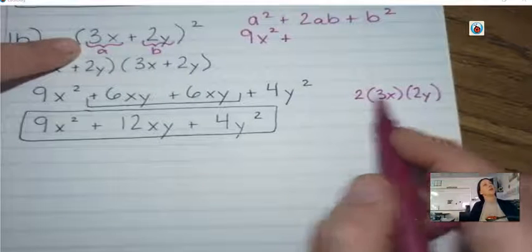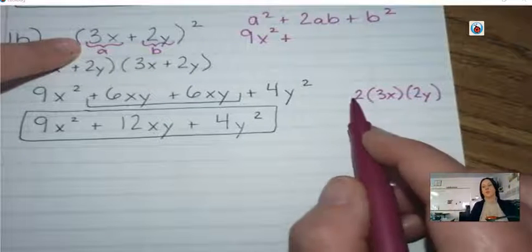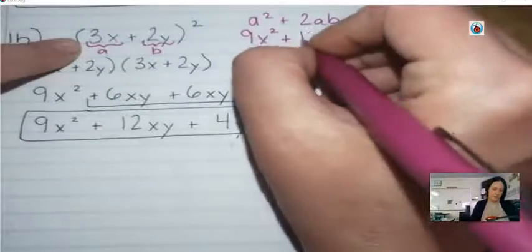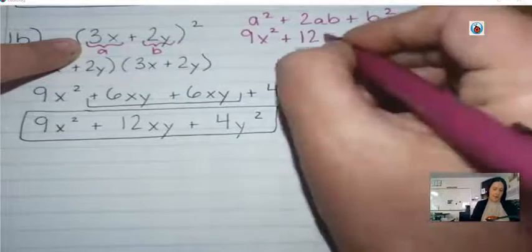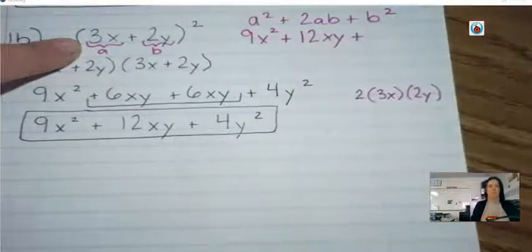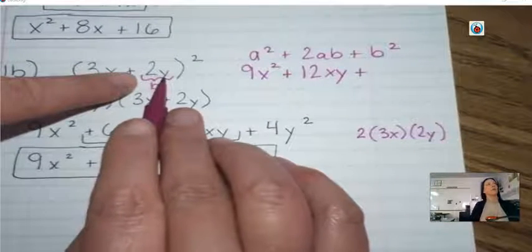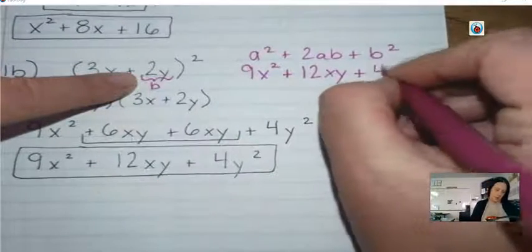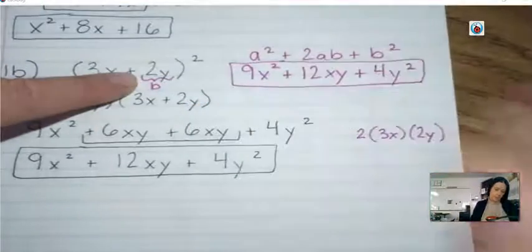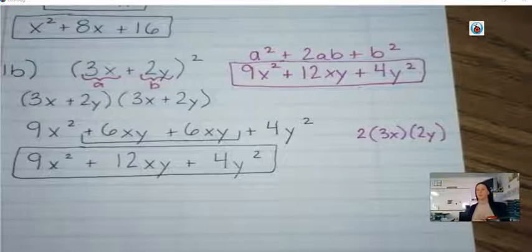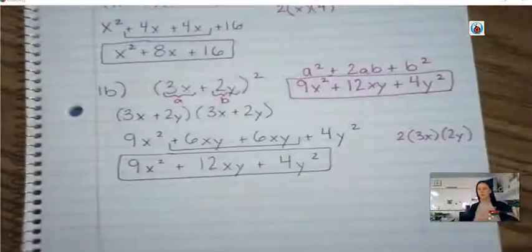So multiply all the numbers. 2 times 3 times 2. 2 times 3 is 6. 6 times 2 is 12. And then an x and a y. And then b squared. B is 2y. So 2y times 2y is 4y squared. Okay, again, I don't care which way you use. Whatever way you want to do.